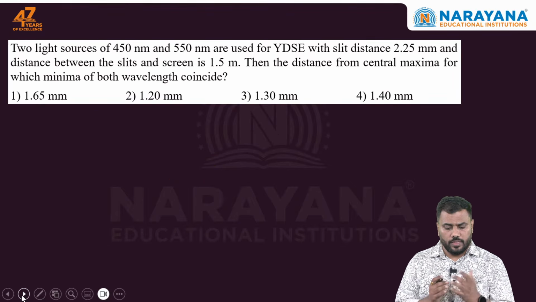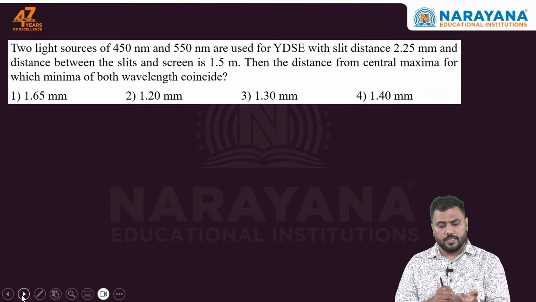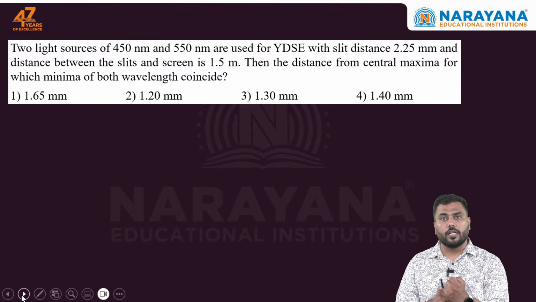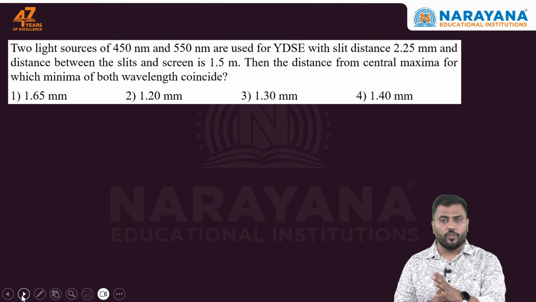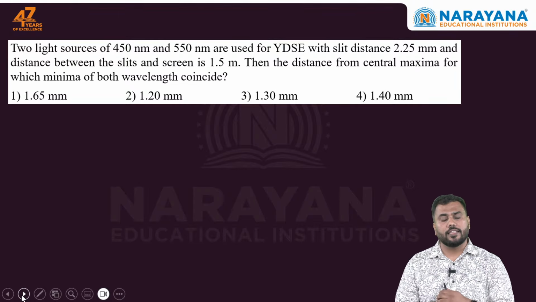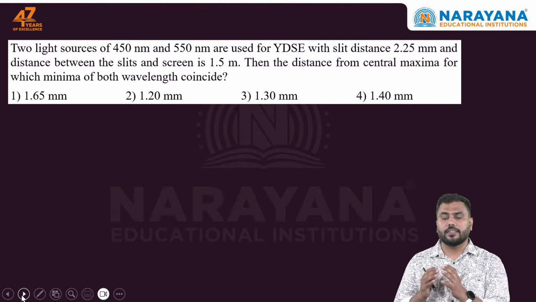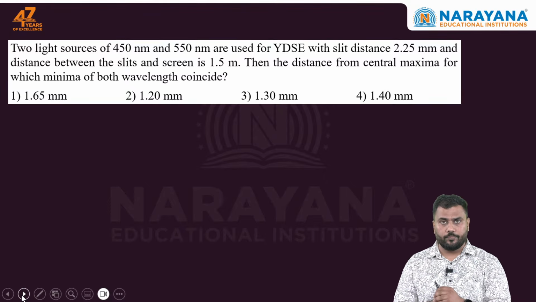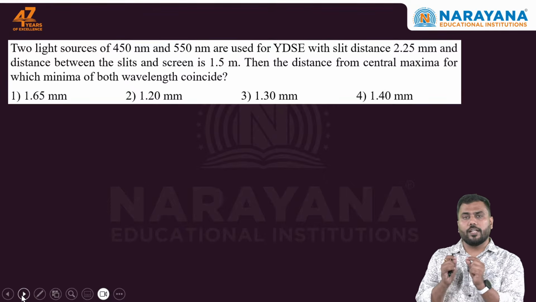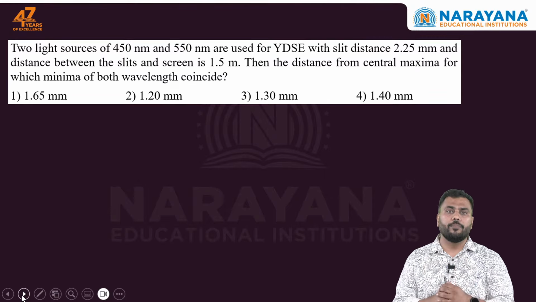Next question is based on Young's double slit experiment. What are they saying? They are saying two light sources of wavelength 450 nanometer and 550 nanometer are used in a standard YDSE experiment with slit distance 2.25 mm and distance between the slit and the screen is 1.5 meter. Then the distance from central maximum for which the minima for both wavelengths will coincide. So we need to find a position where both the wavelengths are giving a minimum point.